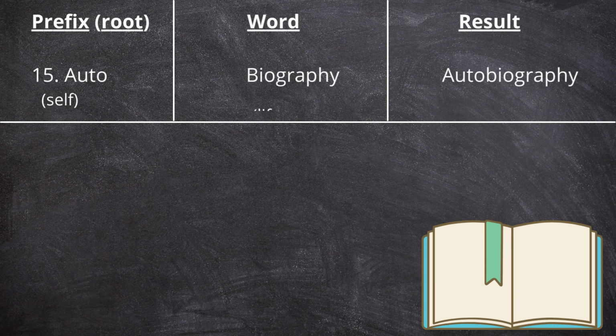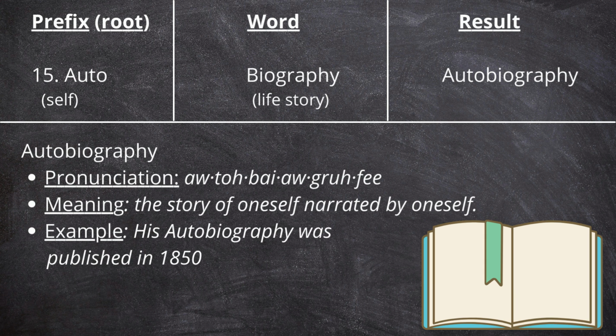15th prefix is auto, which means self, and the word is biography, which means life story. Both put together form a word autobiography. Autobiography is the story of oneself narrated by oneself. For example, his autobiography was published in 1850.